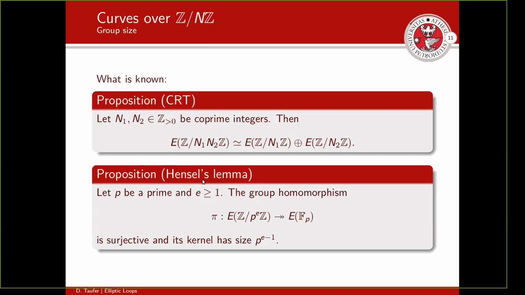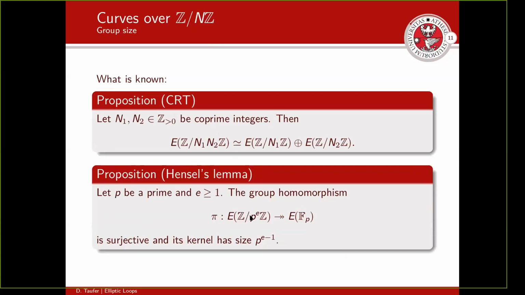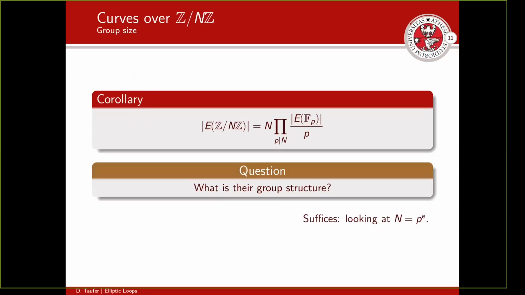Thanks to Hensel's lemma, this is another nice exercise, you prove that this projection, the one we mentioned before, where you take every entry modulo p, is surjective, and its fiber is constant, and the constant size of the fiber is p to the e minus 1. So the corollary of these two results is this nice formula for counting elements of elliptic curves over Z modulo nZ. But this does not answer the question about their group structure. I mean, we know their size, but we do not know the group structure.